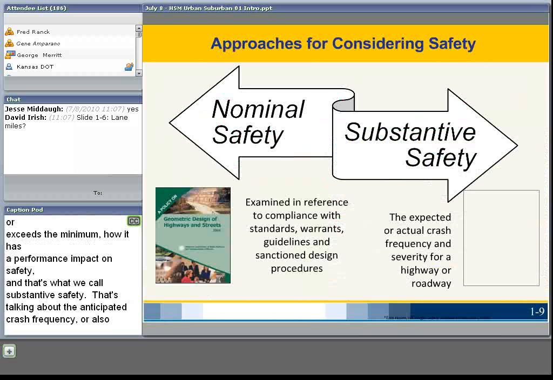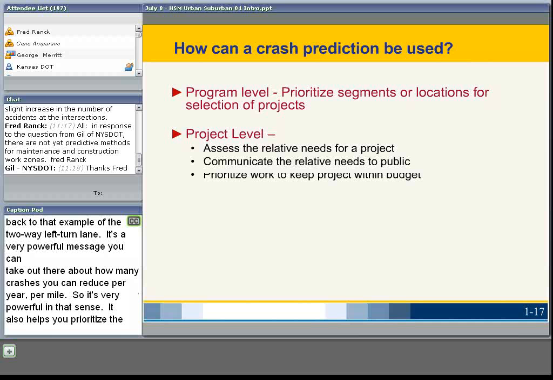So how can crash prediction be used? Well, in a number of different ways. At the program level, at the higher level in your agency, you can use the Highway Safety Manual to help you prioritize various roadway segments or locations for where you want to apply different treatments or different pots of money in order to affect safety. On a project level, you can assess the relative needs for a specific type of project or different decisions incorporated into a project. It is also a very powerful tool to help you communicate the relative needs in terms of safety to the public.